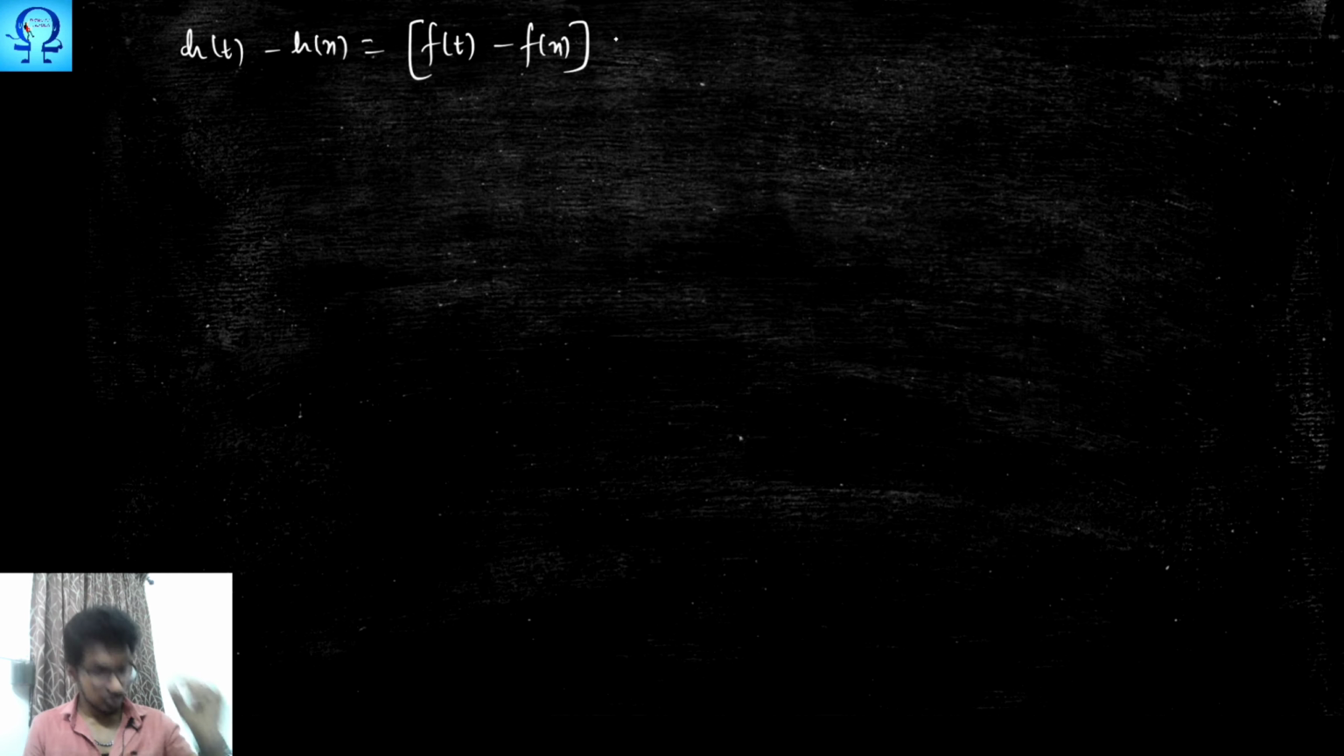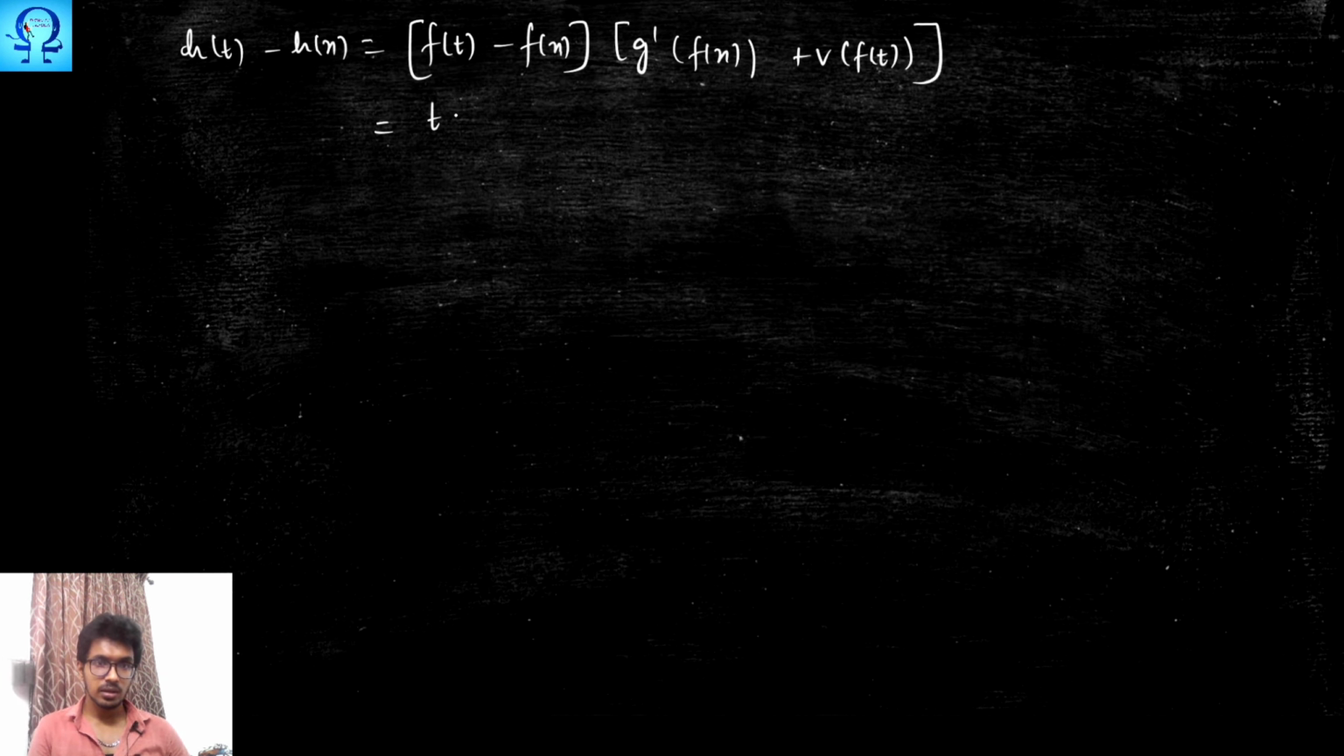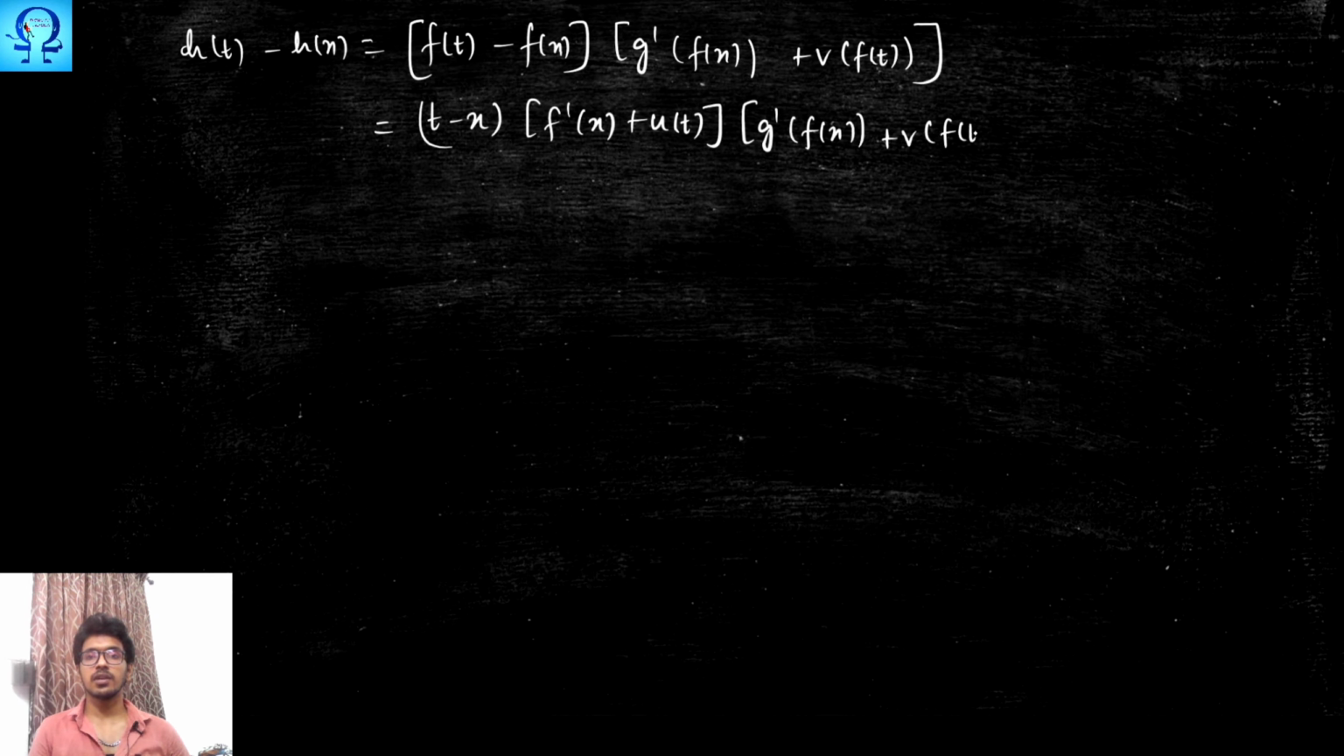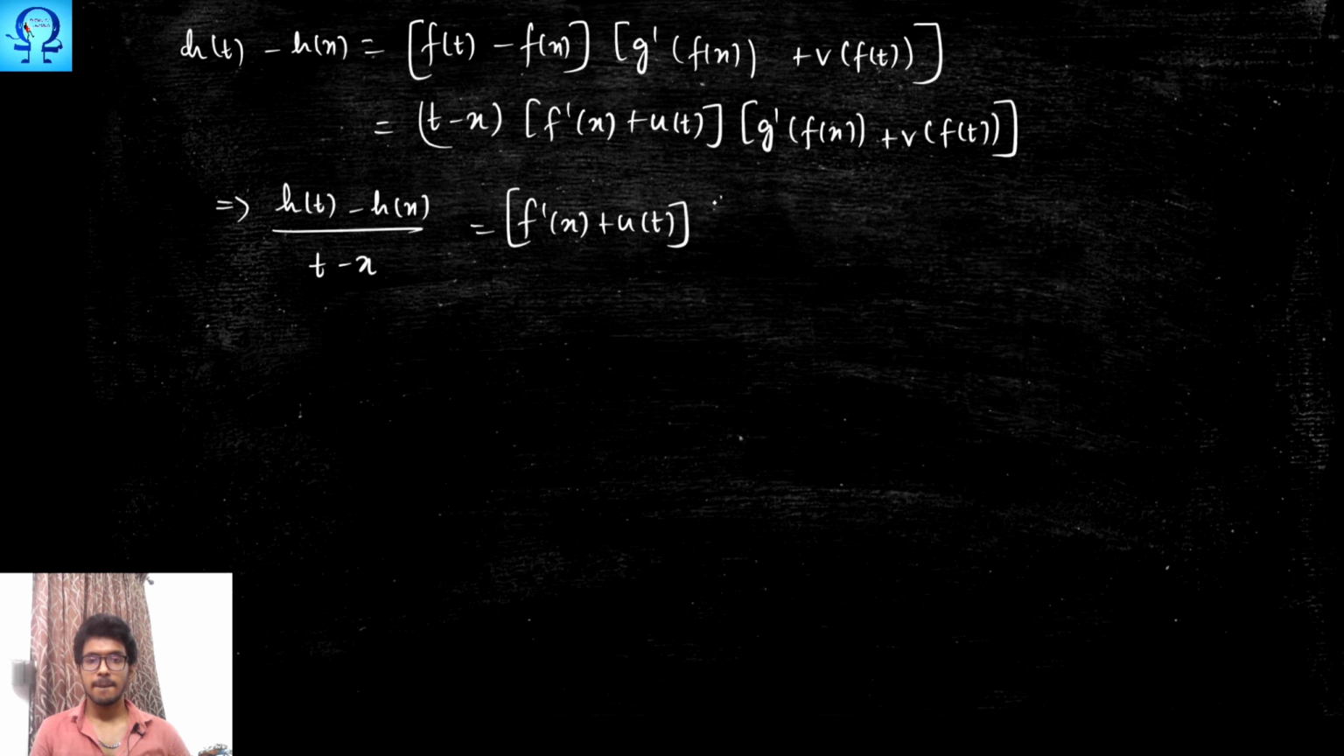Therefore our h of t minus h of x becomes (t minus x) times (f prime of x plus u of t), times (g prime of f of x plus v of f of t). And this tells you that (h of t minus h of x) upon (t minus x) is (f prime of x plus u of t) times (g prime of f of x plus v of f of t).